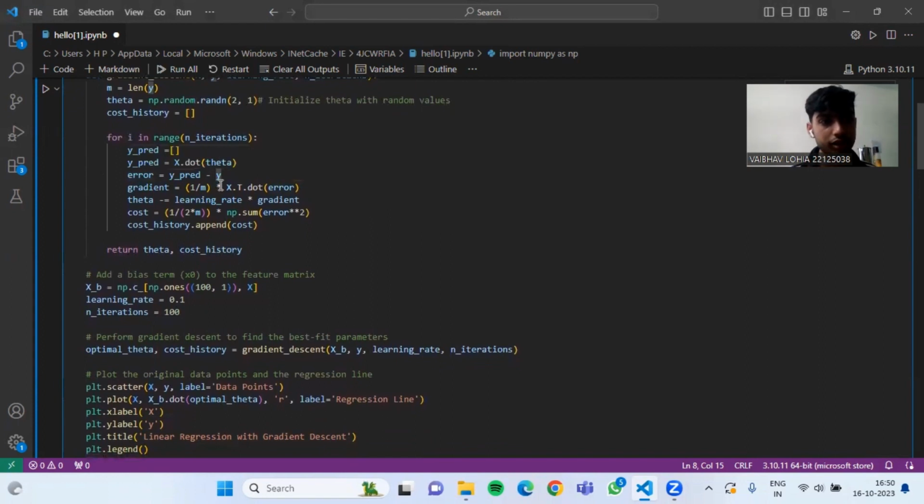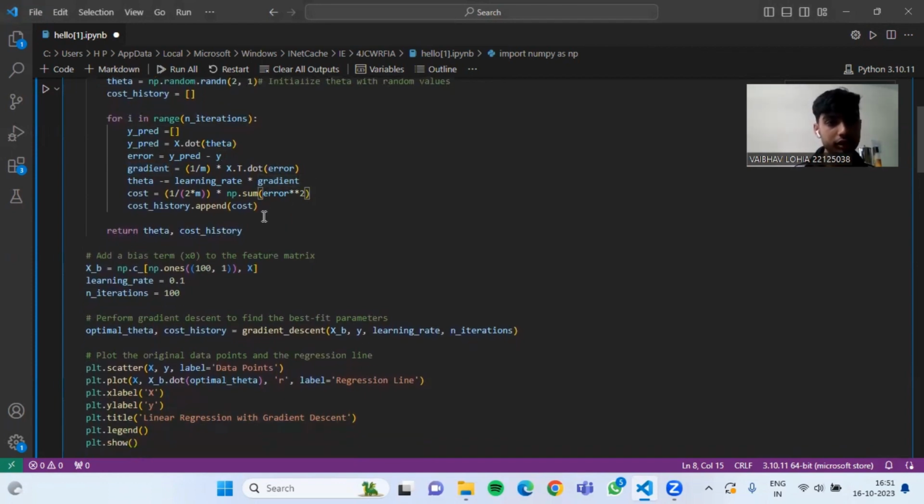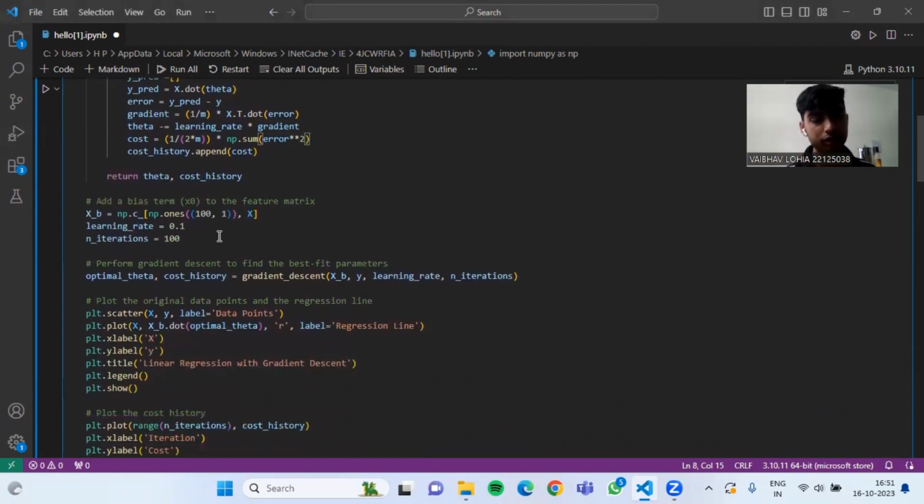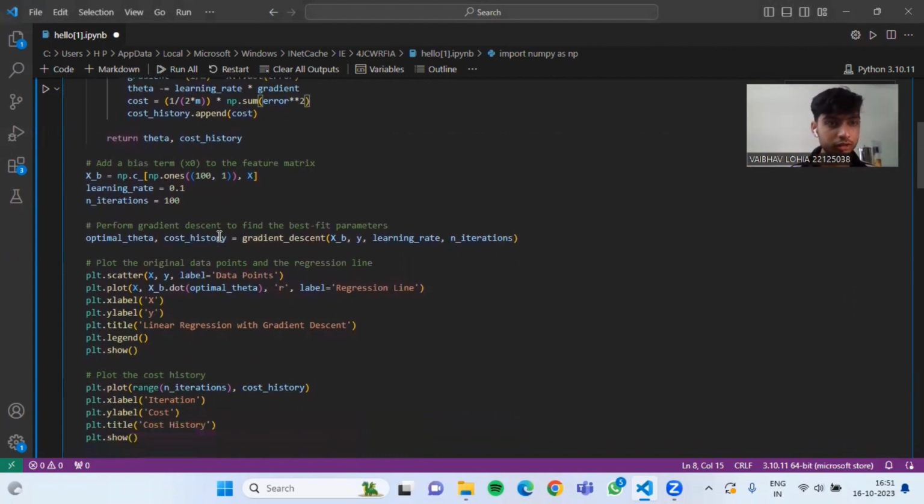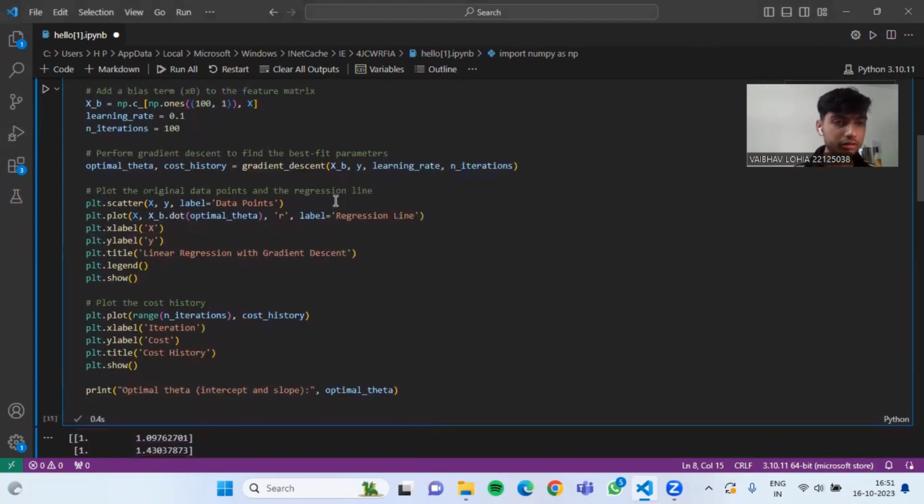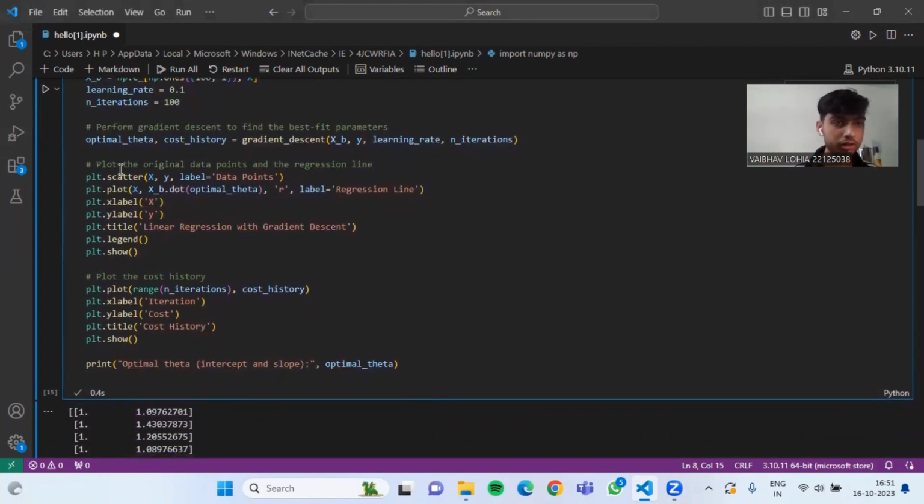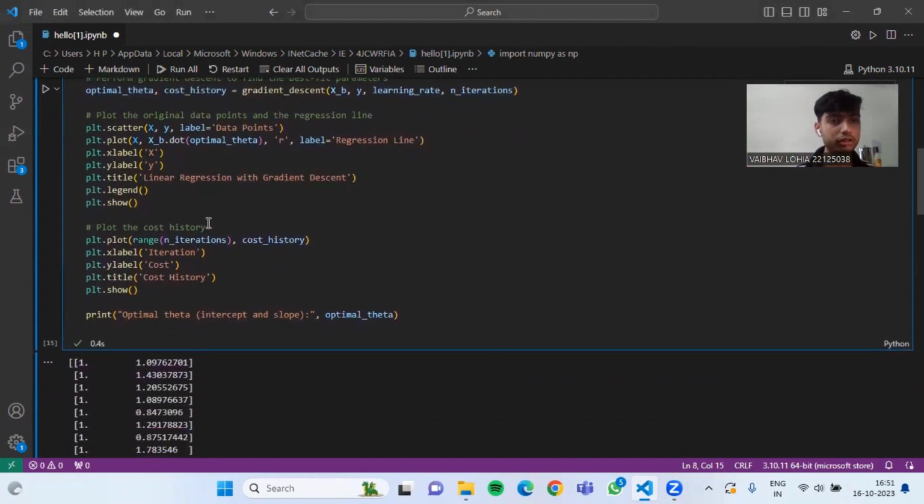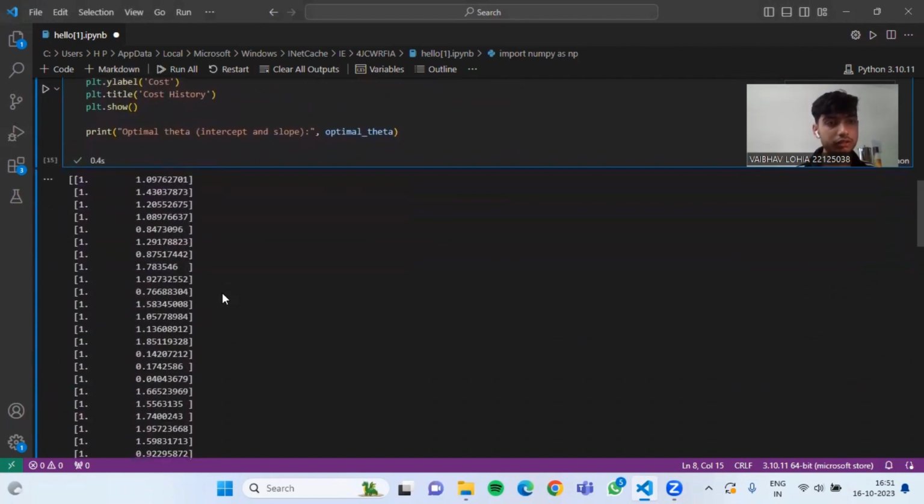Here we find the error. Here it is the gradient, and we update theta, then we get the cost function, and then it returns theta and cost history. Here we get the testing x. Here we perform the gradient descent on testing x, y, and learning rate, with the number of iterations being 100. Here we create the code for the plot. This is for the regression line plot, and this is for the cost function plot.